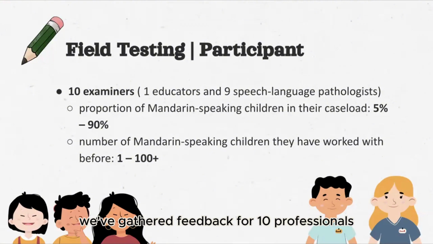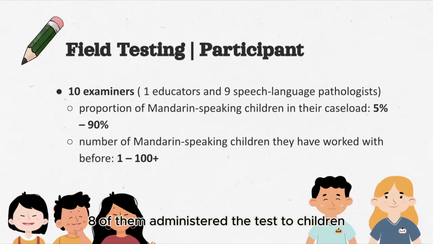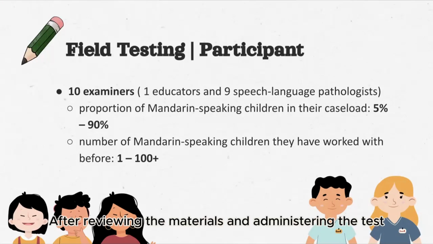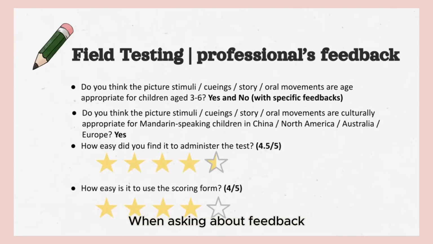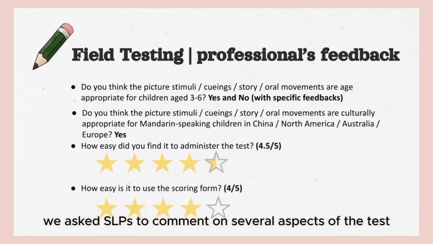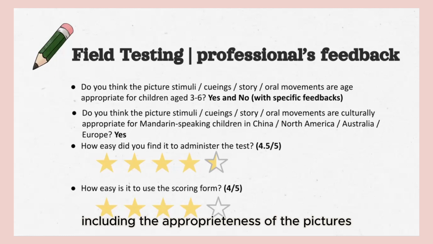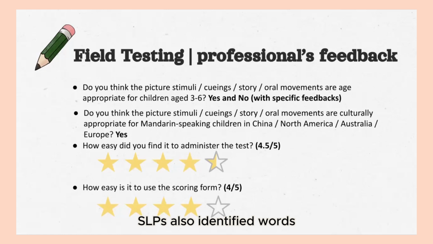So far, we've gathered feedback from trained professionals, including 1 special education teacher and 9 speech-language pathologists. 8 of them administered the test to children in the agreed-upon age group. After reviewing the materials for administering the test, they provided feedback orally or through a questionnaire. When asking for feedback, we asked the SLPs to comment on several aspects of the test, including the appropriateness of the pictures, test administration, and scoring forms. SLPs also identified words that are challenging to elicit and pictures that are not easily recognizable for children in different age groups and cultural backgrounds.